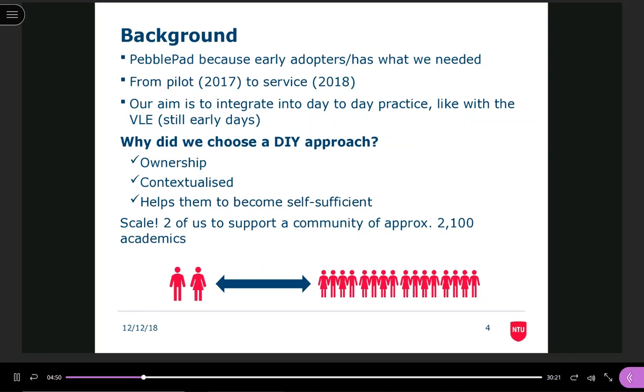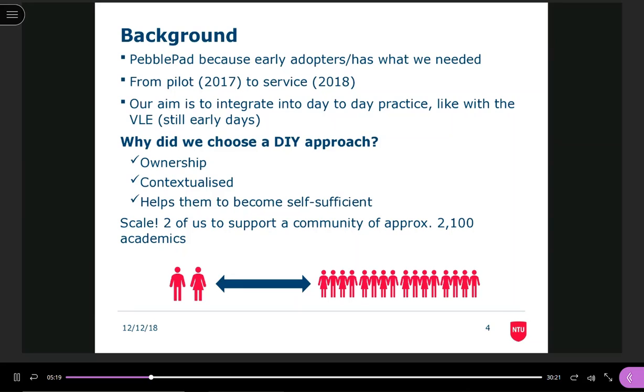As I alluded to a bit earlier, and you can see on the graphic, there's 2 of us against 2,100 people, so you could say that's quite unsustainable. Emphasis on the ownership part of it. So we feel, for our experience, that to encourage buy-in from academics and professional services as well, people need ownership of what they use and produce, basically.